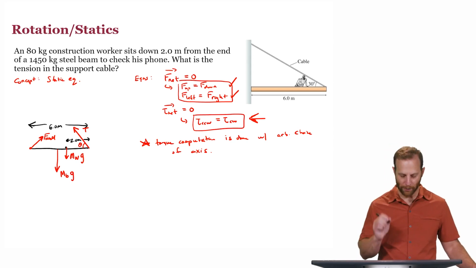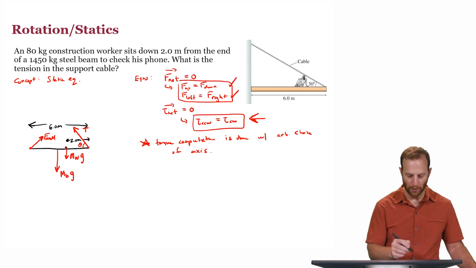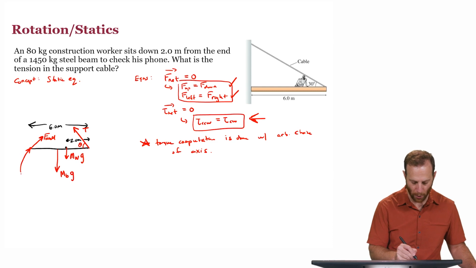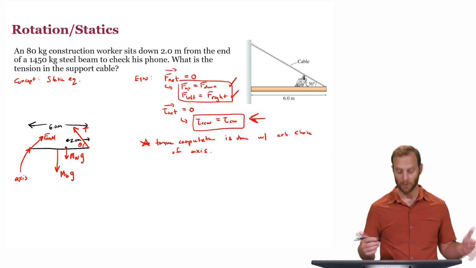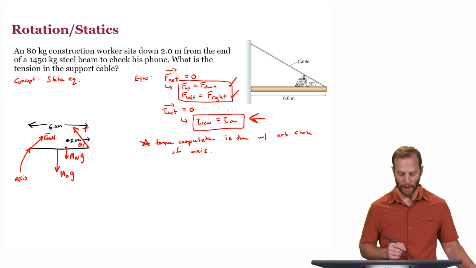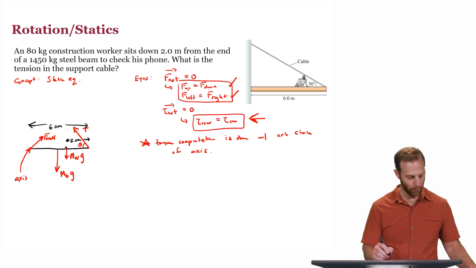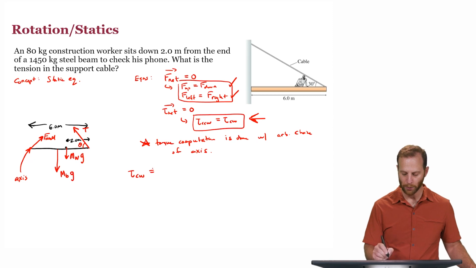And so we have a choice. The most intelligent choice to make would be to choose the axis to be right here. So we'll let the axis be there and do our computations. We could choose anywhere else, but this will be the simplest approach. With that choice, we can start to compute the clockwise and counterclockwise torque. Let's compute the clockwise torque.